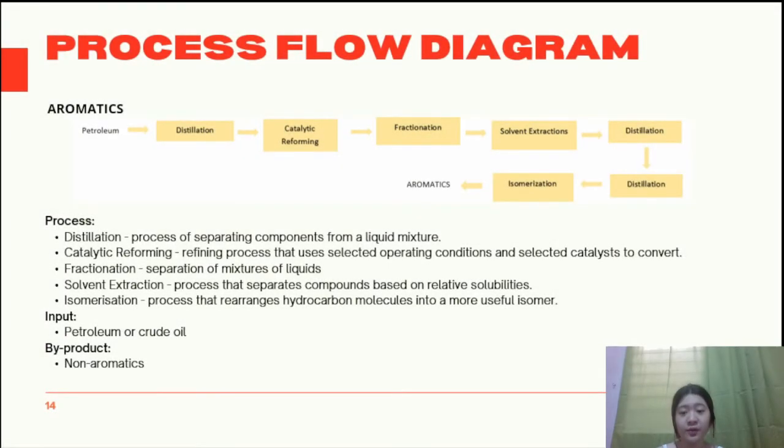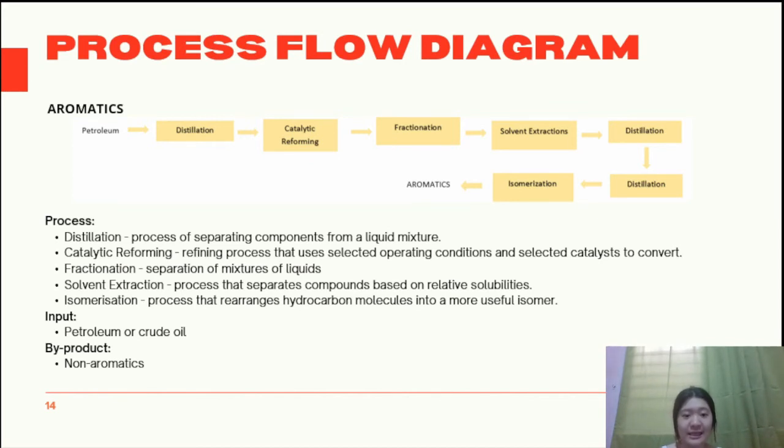For our third flow diagram, we have the aromatics, starting from petroleum or crude oil that was formed from the remains of marine organisms. It will undergo distillation, which is the process of separating components from a liquid mixture to distill off a suitable fraction rich in naphthalene that serves as precursors for aromatics.